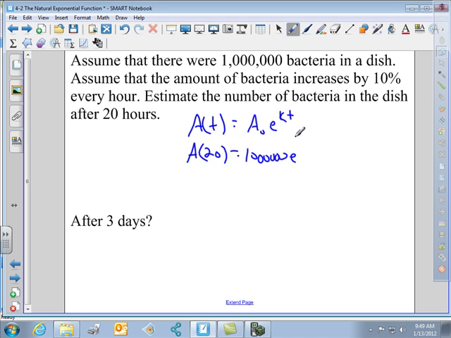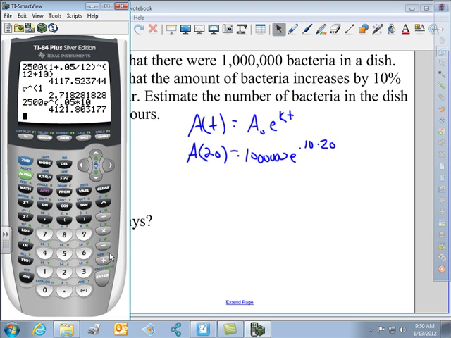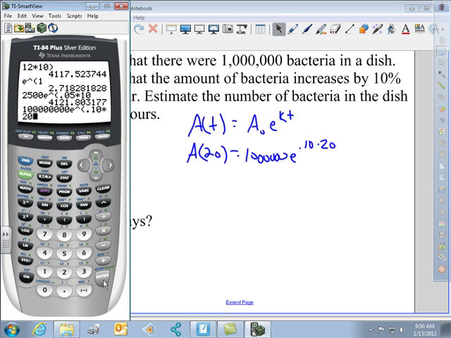e is what it is, e. It is increasing by 10%, so that's 0.10, times 20, that's our t value. So I can plug this in here. I'll go 1 million times e to the 0.10 times 20. And that would give me that number. I'll let you write that down. That is 738,905,609.9. And that would be the amount of bacteria after 20 hours.